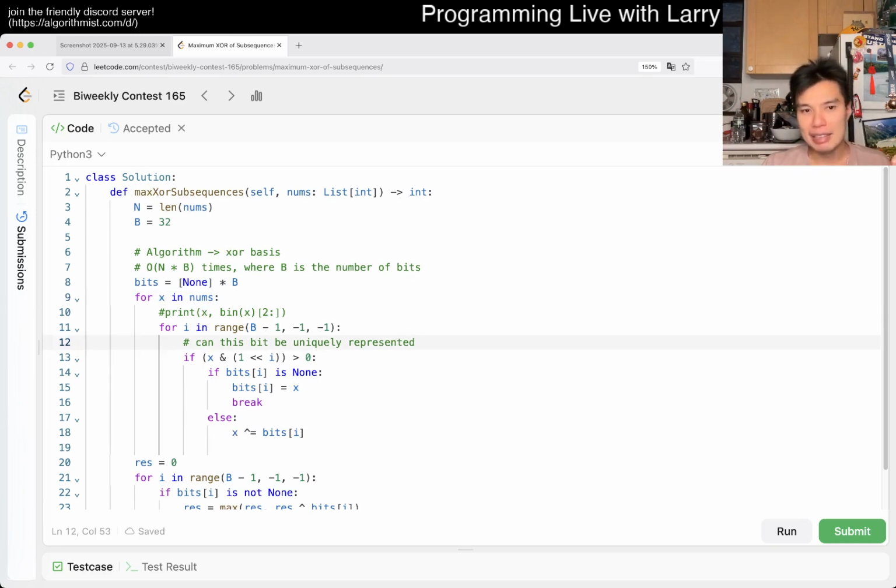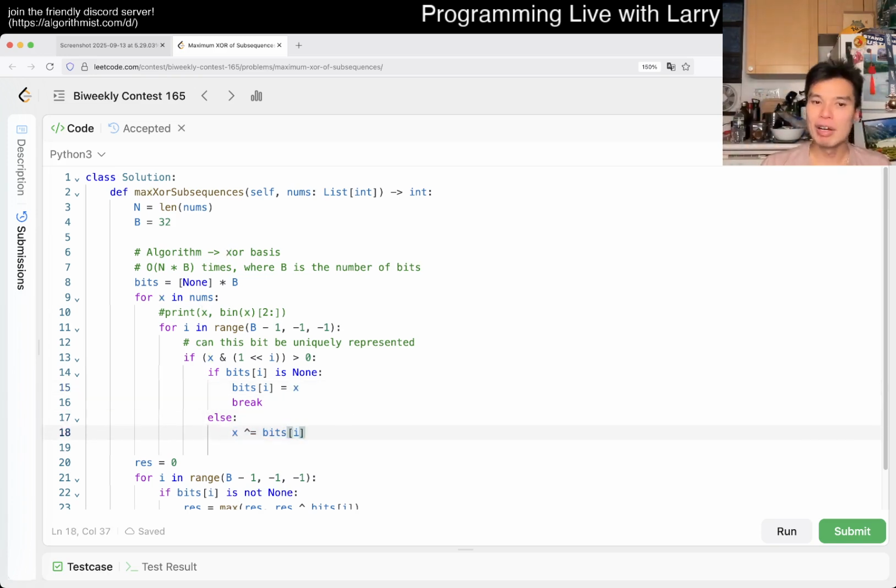And maybe I should really do it. If bits of I is none, then we set it as the basis for that index I, right? Meaning that now this current number x can uniquely change the outcome for this particular index. Otherwise, we do an XOR.